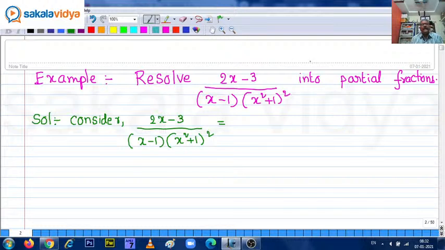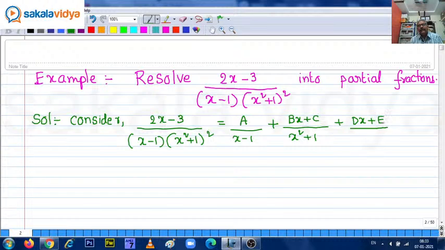Here x minus 1 is a non-repeated linear factor. So for x minus 1 there exists a partial fraction of the form a upon x minus 1, a constant. Plus, x square plus 1 is the irreducible quadratic factor, but it is repeated 2 times. So 2 more partial fractions we shall get, in the form of bx plus c upon x square plus 1, plus for x square plus 1 whole square we need to write dx plus e upon x square plus 1 whole square. Say this is equation 1.